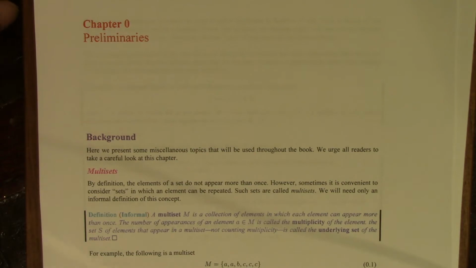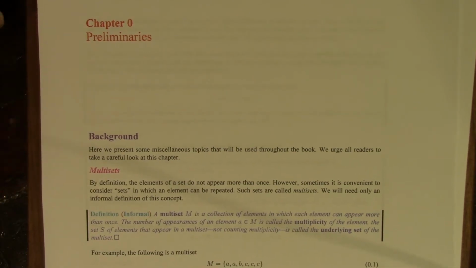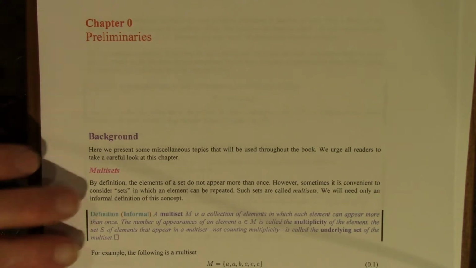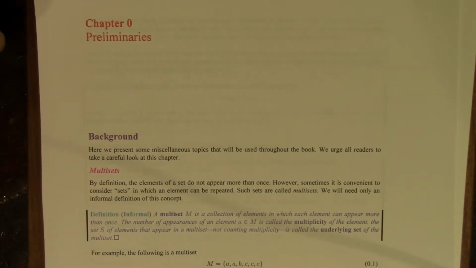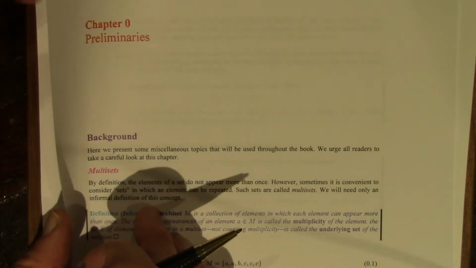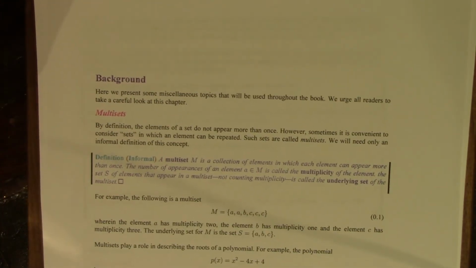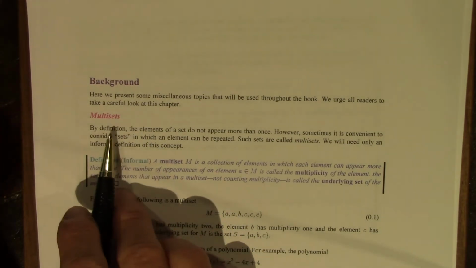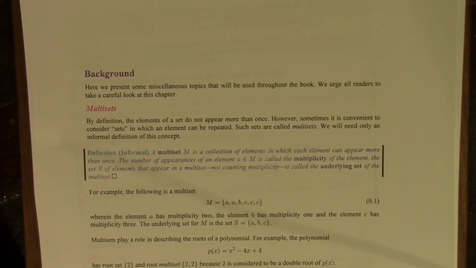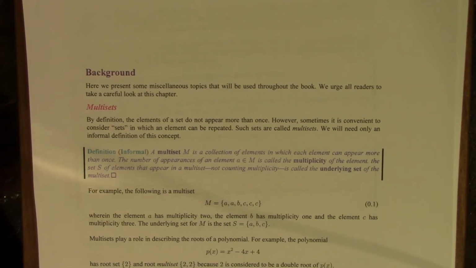So today we're going to discuss some preliminaries that are extremely important for the study of linear algebra. And some of these you may be familiar with, but others you certainly may not. So we begin with the notion of a multiset. By definition, the elements of a set do not appear more than once. But sometimes it's convenient to consider collections in which an element can be repeated. And these are called multisets.